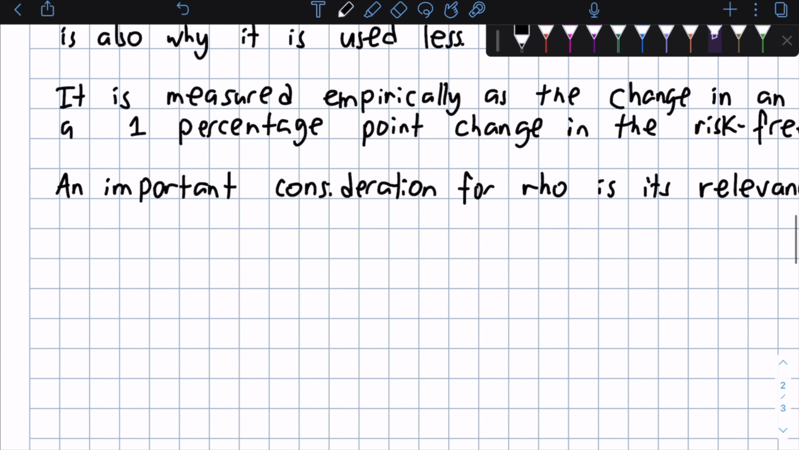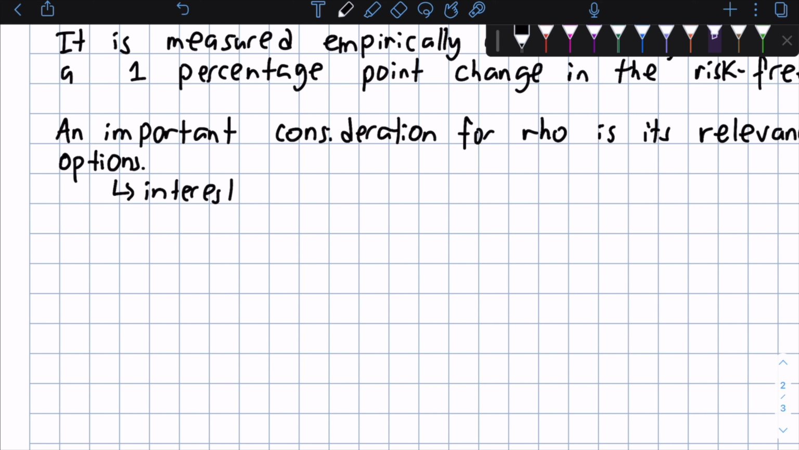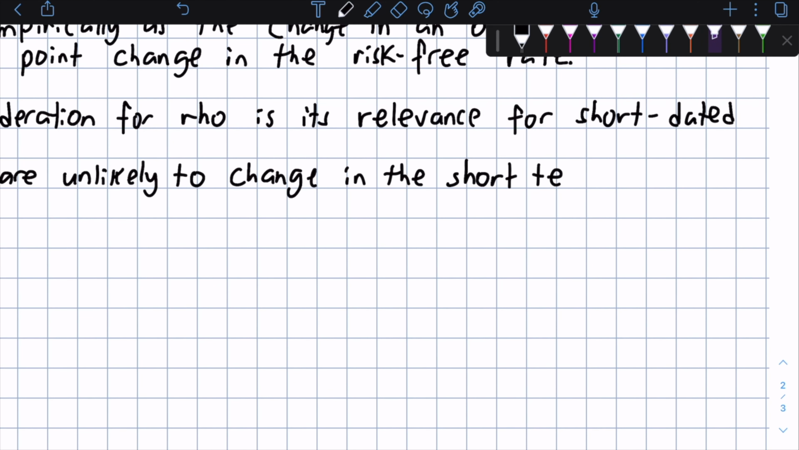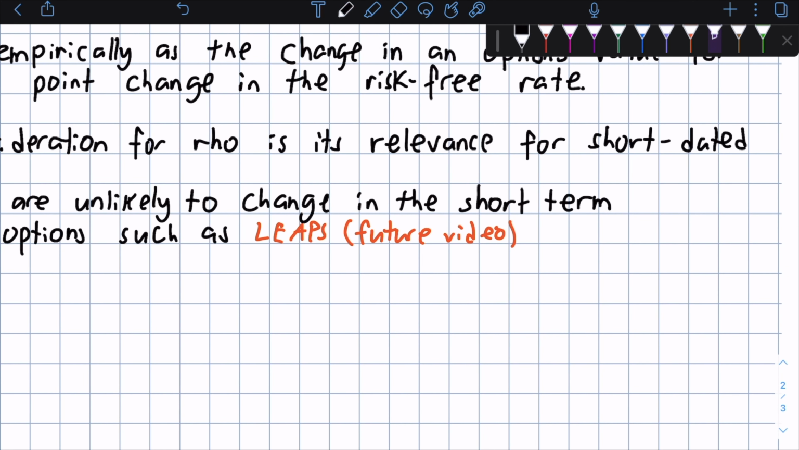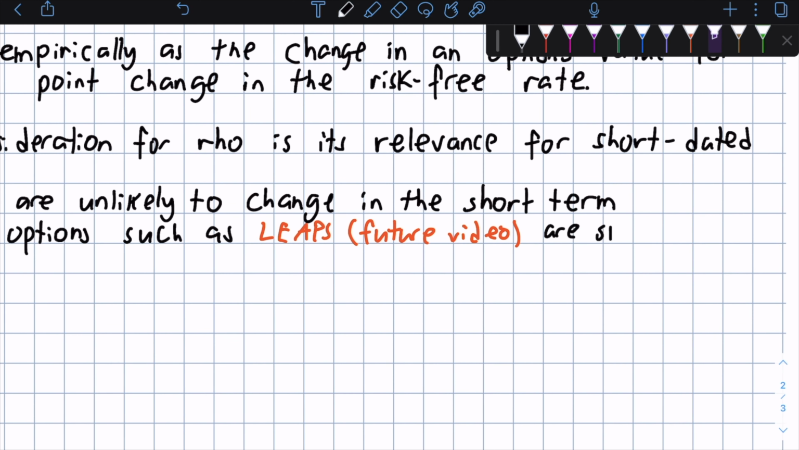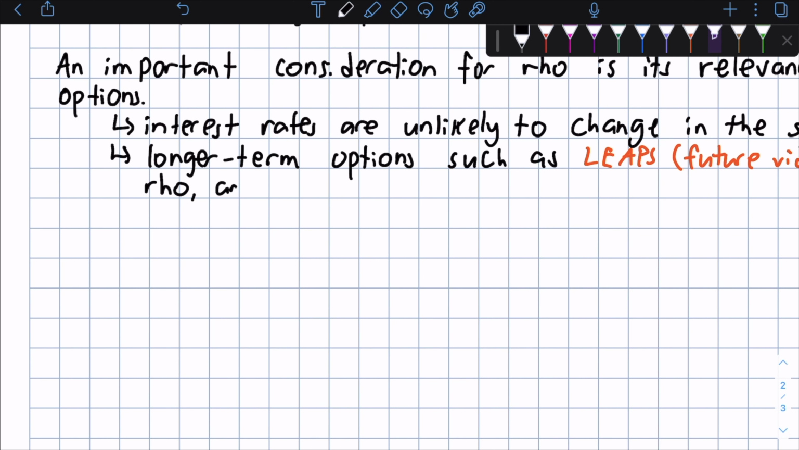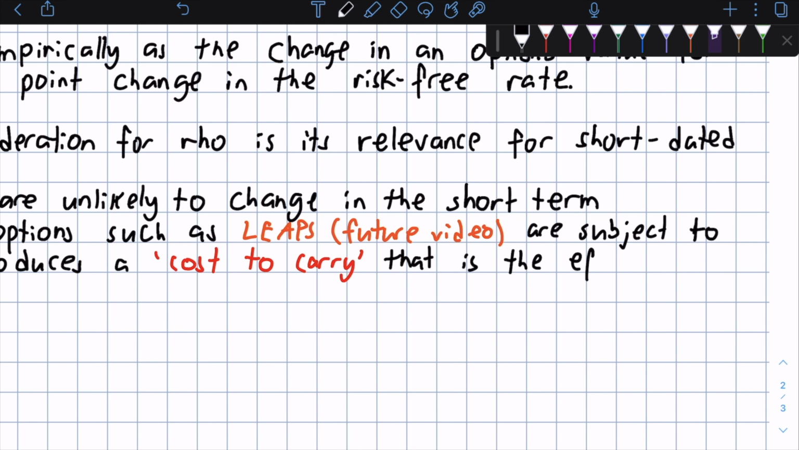An important consideration for Rho is its relevance for short-dated options. Since it's unlikely that interest rates are to change in the short term, this makes it less relevant for short-term options. Longer-term options on the other hand, such as LEAPS, which we'll do a future video on, are subject to Rho and introduces a cost of carry, or an additional cost that's introduced by Rho.